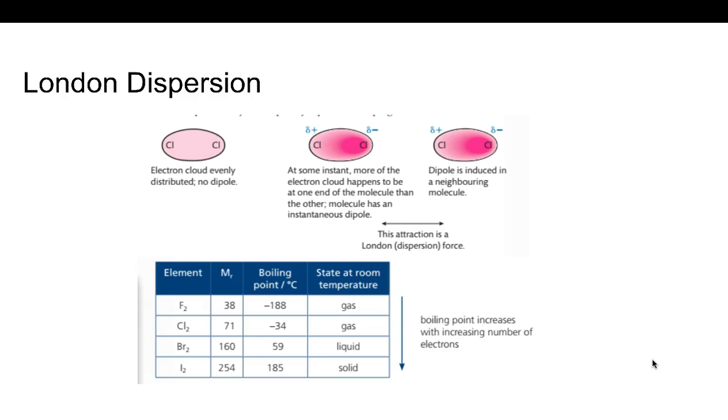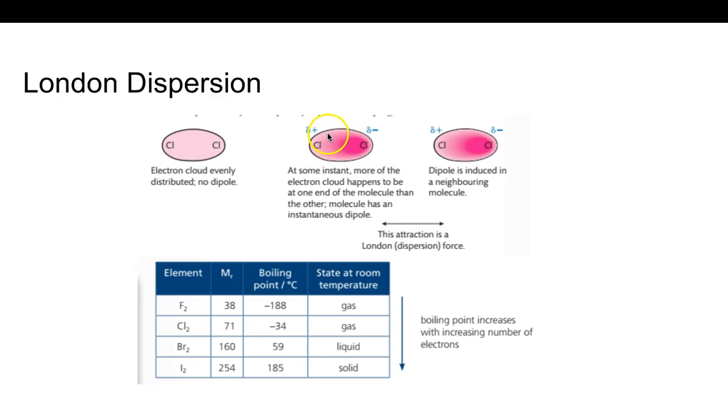So let's talk about London dispersion forces. Normally, let's take a look at this chlorine-chlorine bond. Normally, there is no dipole, meaning this is a non-polar molecule, meaning the electrons are distributed evenly throughout the molecule. However, remember we cannot directly determine the position of an electron, and instead we can do probability. Now, since it is a probability, sometimes the electrons might end up on one side of the molecule instead of the other.